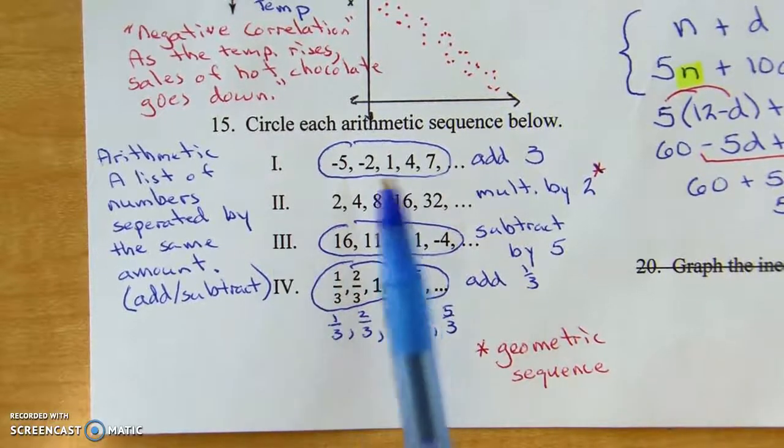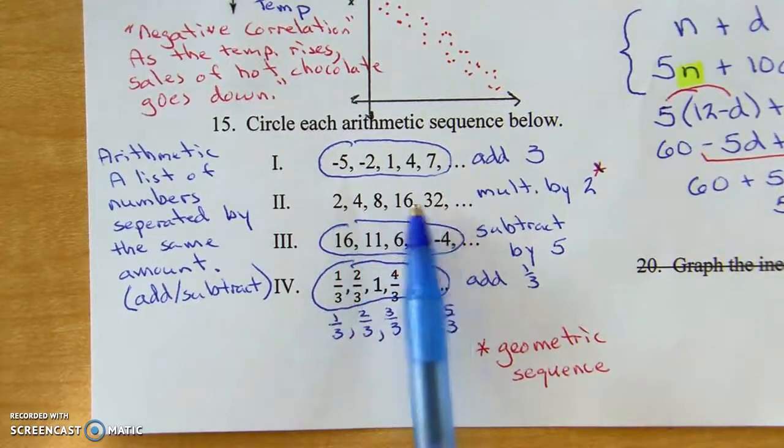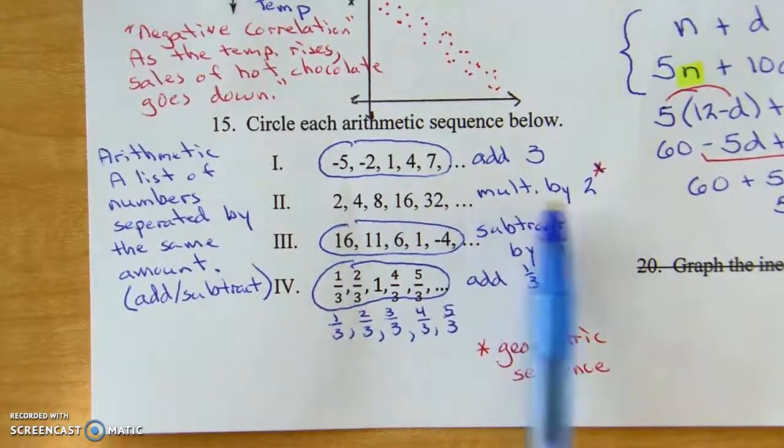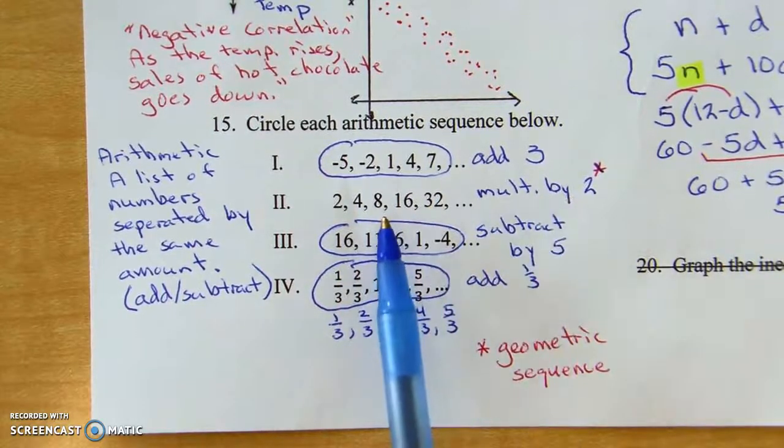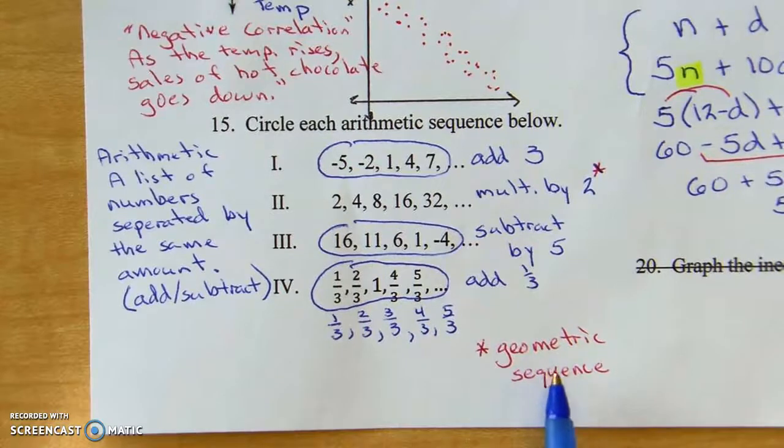Now the second one, you might be thinking, well, wasn't that a pattern? And it is. We are multiplying by 2. It's just that's not arithmetic. We call that geometric, if you divide or multiply by the same number all the way across.